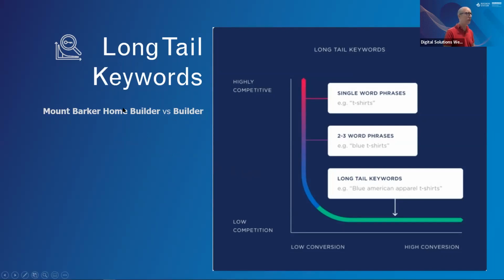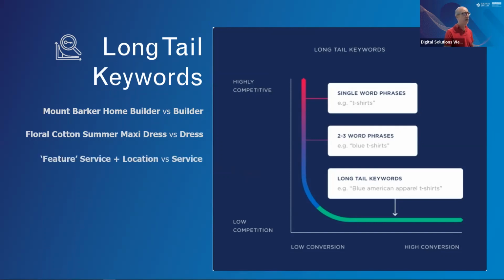Or if you're a builder in Mount Barker, it should be Mount Barker Home Builder. Or if it's a product page, it could be floral cotton summer maxi dress, or even a brand name, for example, as opposed to just dress. And if you're a service-based business, it should be something like the feature of your service, what type of service, and maybe a location. So a small business accountant in Perth, for example.